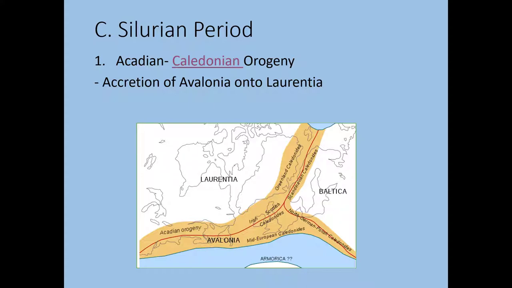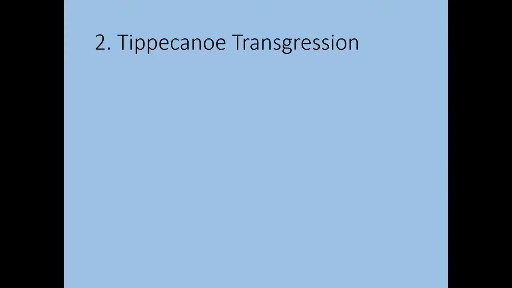So the Acadian-Caledonian orogeny involved the accretion of the microcontinent Avalonia onto Laurentia. And just like when the Taconic orogeny formed, the erosion of that created the Queenston clastic wedge, the erosion of the Acadian-Caledonian orogeny created the Catskill clastic wedge in our region.